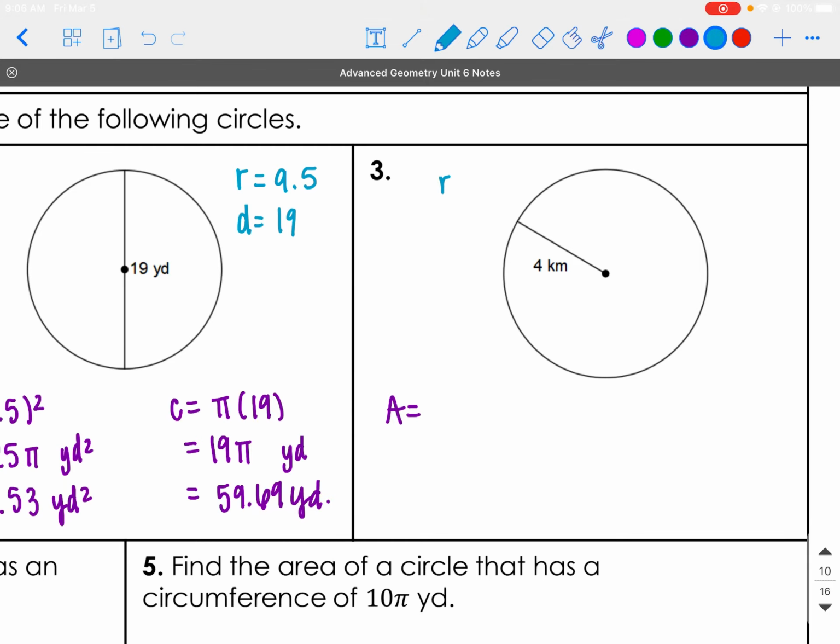So our radius is 4, which means the diameter is 8. Area is pi times r squared. That would be 16 pi kilometers squared. And then if we multiply 16 pi, we get 50.27.